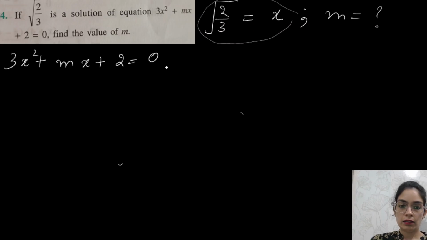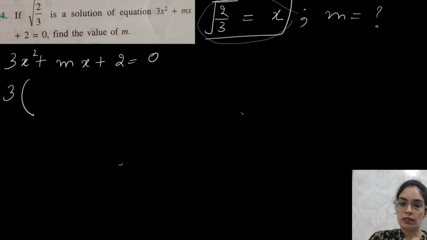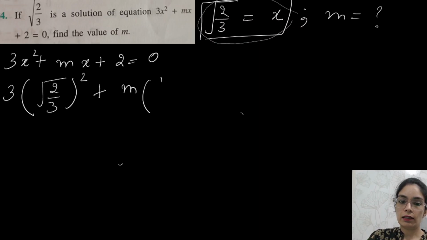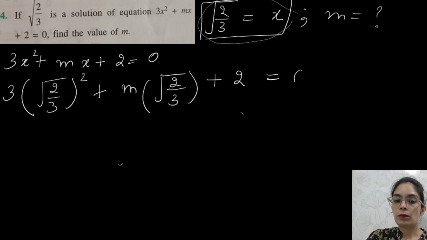See, when I am finding this one, what I will do is substitute the given value of x. So the x value is root 2 by 3 whole square, plus m as it is I'll write, and again the value of x. The value of x is root 2 by 3, plus 2, and we will write equals to 0. See, we did MCQs also, same thing we did there, because if this value of x is a solution, that means the answer will be equal to 0.